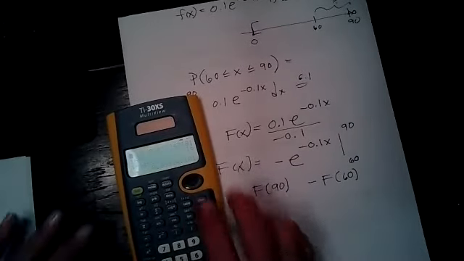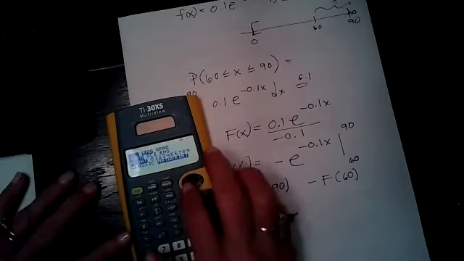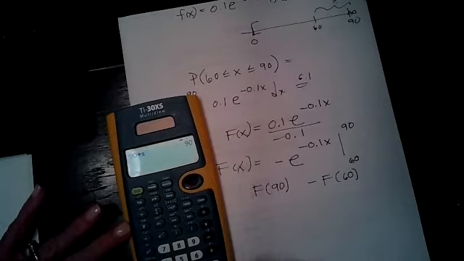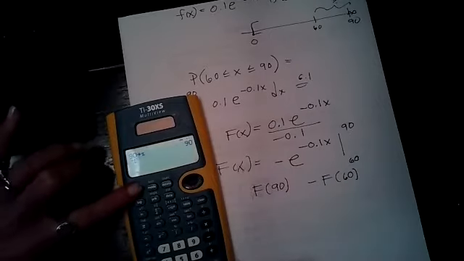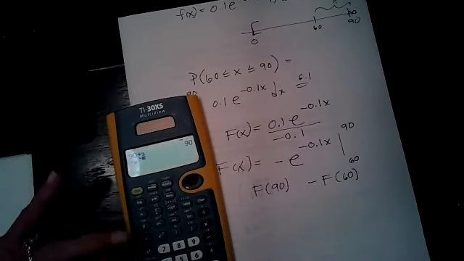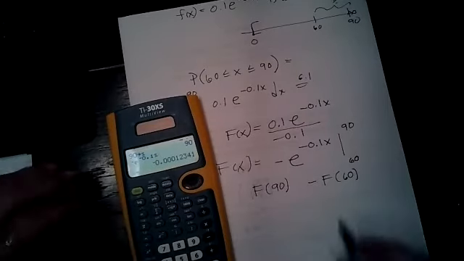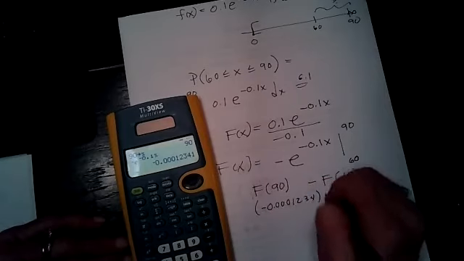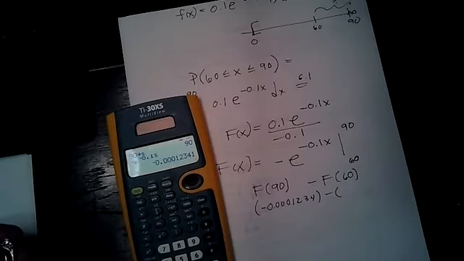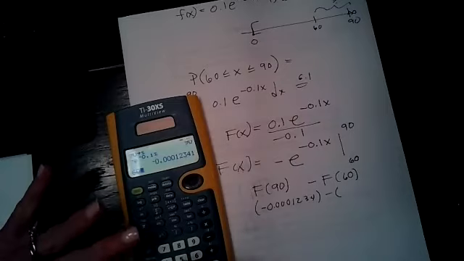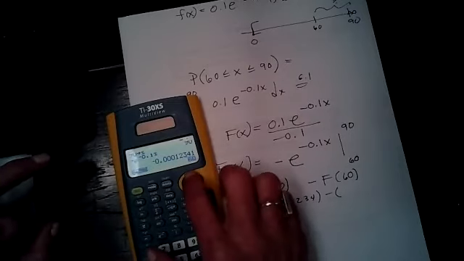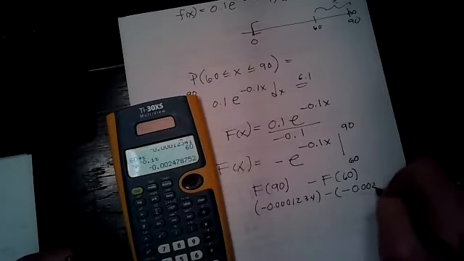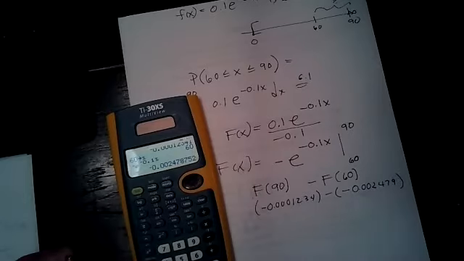I'm going to put this in. It's already in. So 90, store for x and enter. I'm going to type in my antiderivative, negative, second function, ln, e to the negative 0.1x. And I get negative 0.000123. I'm going to write it all down because there are a lot of zeros. And 60, store for x and enter, and go up and highlight my antiderivative. And I get negative 0.002479.